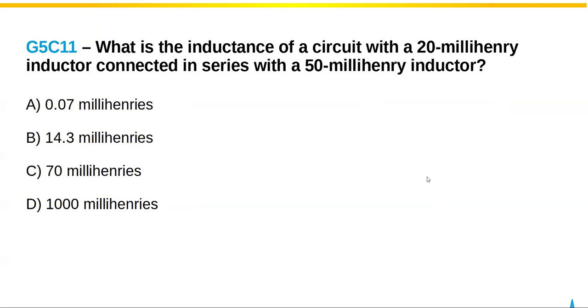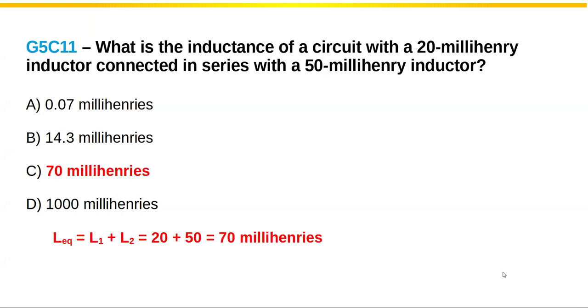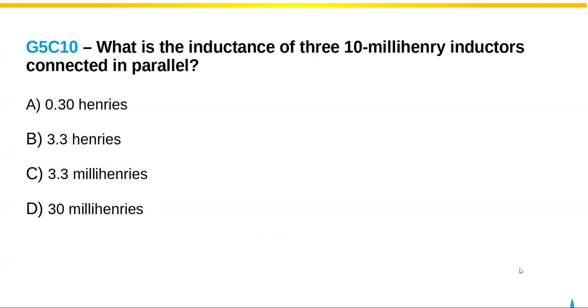What's the inductance of a circuit with a 20 millihenry inductor connected in series with a 50 millihenry inductor? You don't need a calculator for that. What's the inductance of three 10 millihenry inductors connected in parallel? Delta? Three in parallel, 3 10s. There's no way. Just take your time, read the question, read the answers.